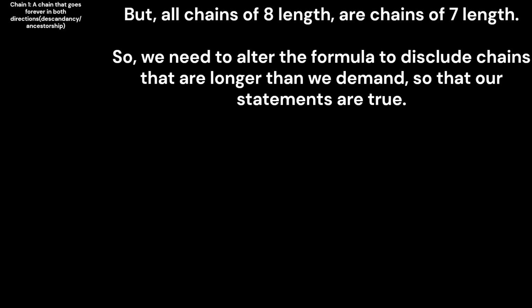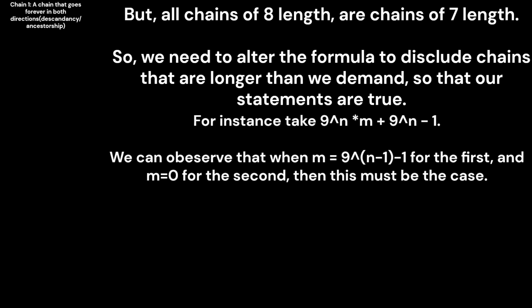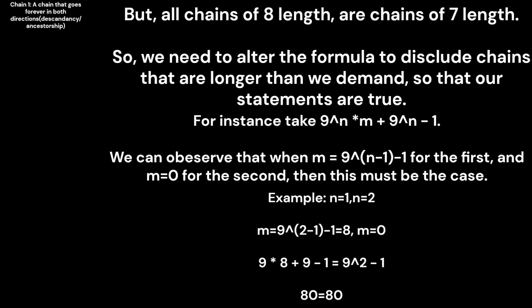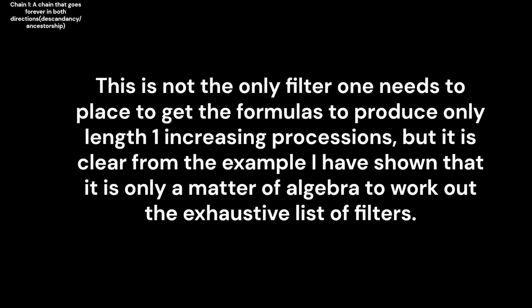we need to show that they may be filtered according to their length as we were describing earlier. Take, for example, 9 to the n times m plus 9 to the n minus 1. We can observe that if m is equal to 9 to the n minus 1 for the first and m equals 0 for the second, then it must be the case that these two numbers will overlap in their respective lists. As an example, we can choose n equal to 1 and n equal to 2, and therefore we get that if we set m equal to 9 to the second minus 1, which is just 9 to the first, minus 1, which is equal to 8, and m equals 0, then we should find that 9 times 8 plus 9 minus 1 is equal to 9 squared minus 1. And we do find this is true. 80 does equal 80. This is not the only filter one needs to apply, but it is sufficient to show that we can algebraically apply these filters if we wish to refine it down to specific length lists.